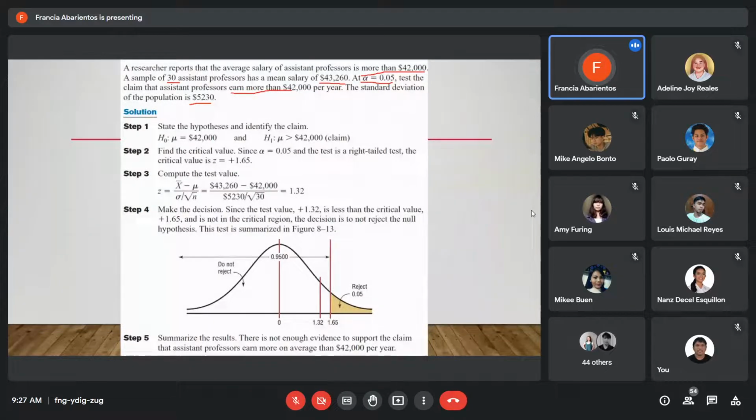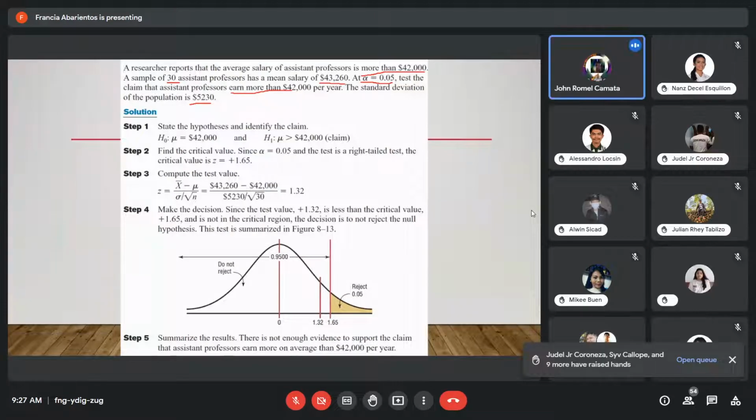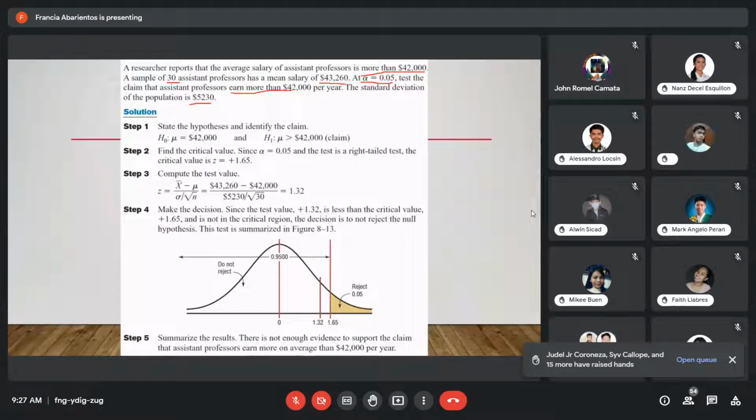Plus, may nakikinig pa sa akin. Can you raise your hands if somebody is listening to me? Okay, I have 10, 16, plus 3. Okay, 18. Akala ko wala nakikinig sa akin.